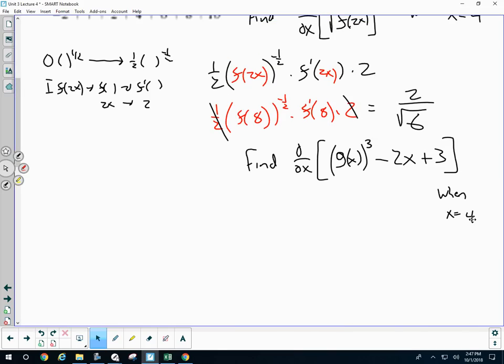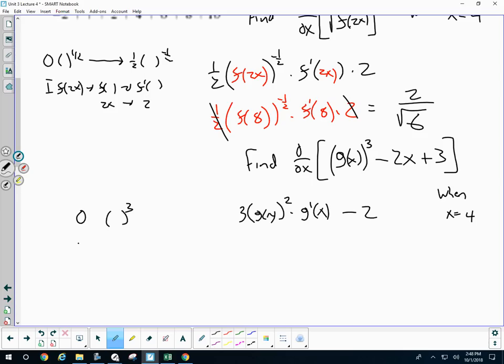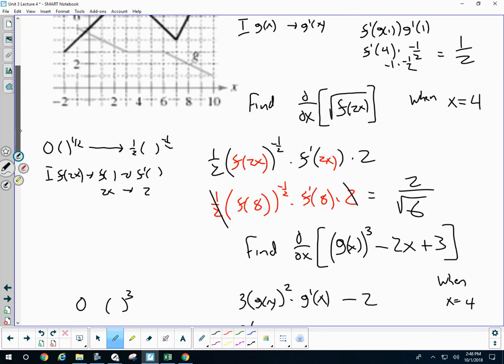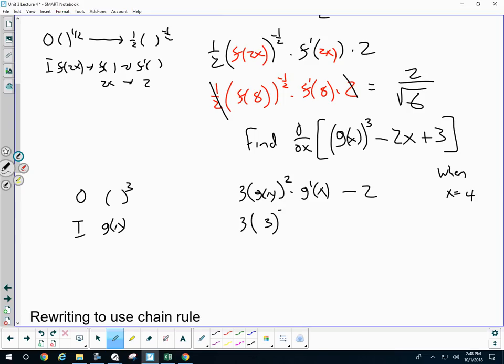Okay. G of x cubed minus 2x plus 3, the derivative would be 3 stuff squared times g prime of stuff, minus 2. Because this has an outside and an inside. When x is 4, I'd have 3 times g of 4. G of 4 is 3. G prime of 4 is 0, minus 2. That's fantastic, so that's just minus 2.